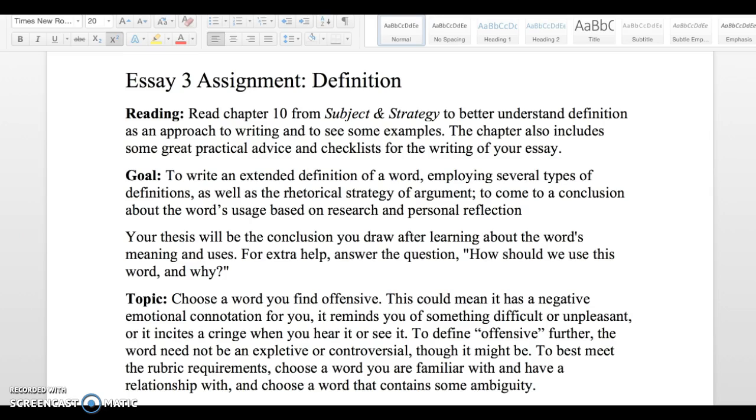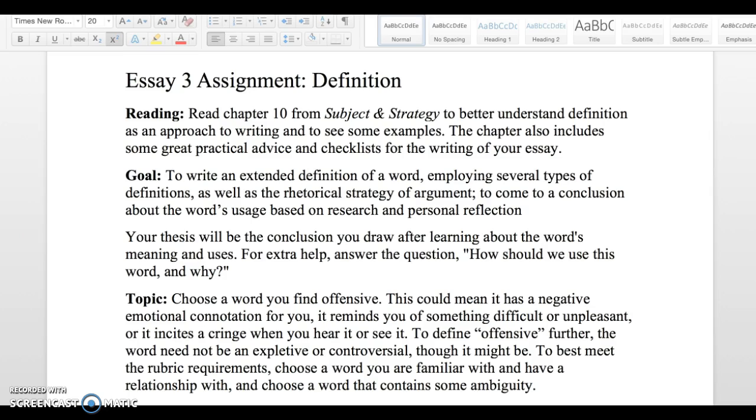So overall, this essay is considered a definition essay. It will also be an argument essay, so we're kind of combining a new form of writing along with what we just did. In order to understand definition as a strategy, you should read chapter 10. There are great examples in this section, including one that we're reading this week, What is Poverty, that can really help you understand how description and senses can really help you to explain what your word means. And it also has that practical advice and the checklists for revision, those sorts of things that will help you when you write your essay.